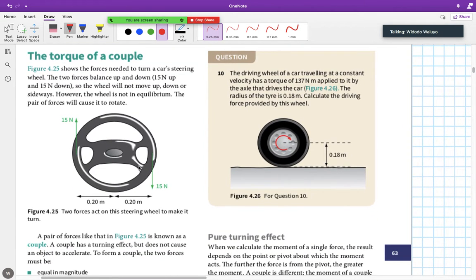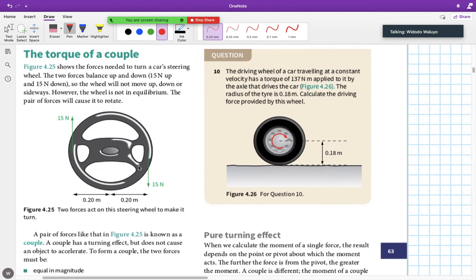Okay, know about the torque of a couple. Figure 4.25 shows the force needed to turn a car steering wheel. The forces balance, 15 Newton up and 15 Newton down. So the wheel will not move up, down or sideways. However, the wheel is not in equilibrium. The pair of forces causes it to rotate, because there is torque.